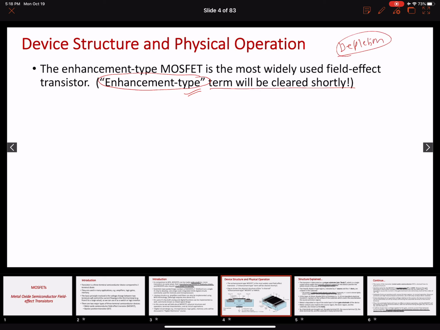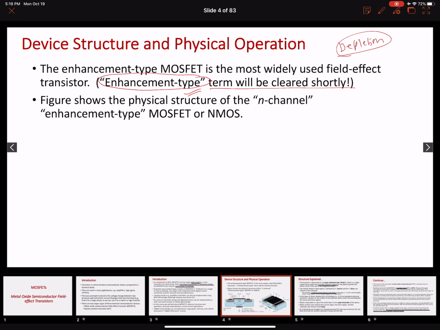Essentially, in an enhancement type MOSFET, as you apply a voltage signal to one of the terminals, or once the electric field is applied, the conductivity increases. So the conductivity is enhanced. That is why it's called an enhancement type MOSFET. For now, don't worry about the depletion type or the enhancement type names. This will become much clearer in the next lectures.